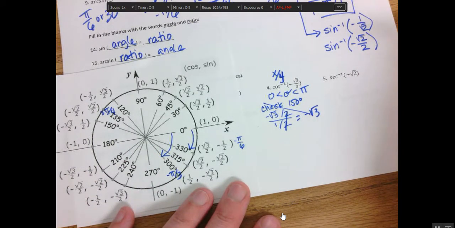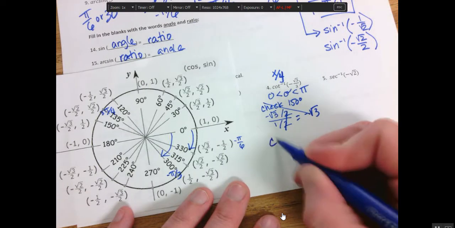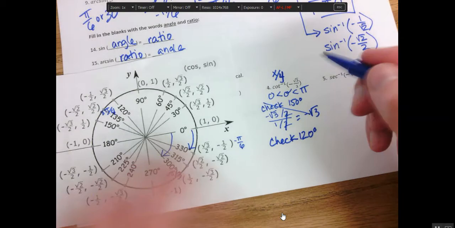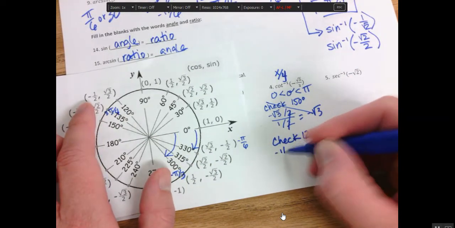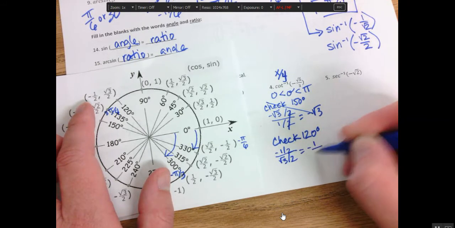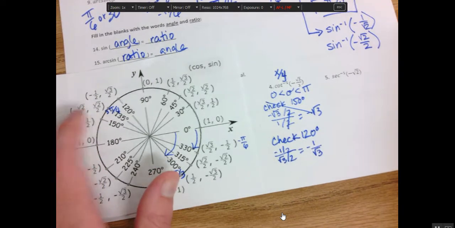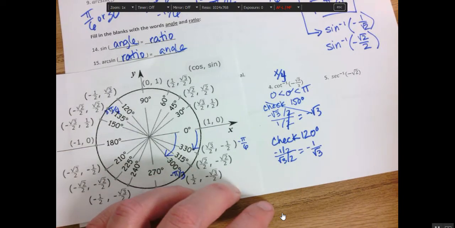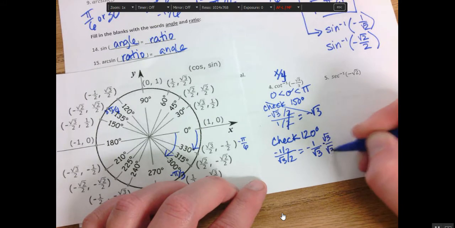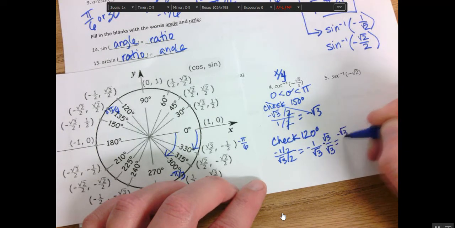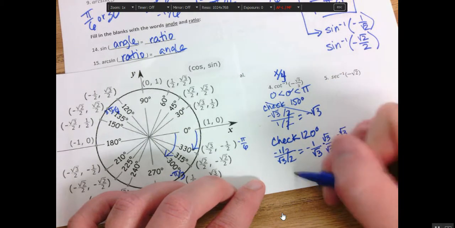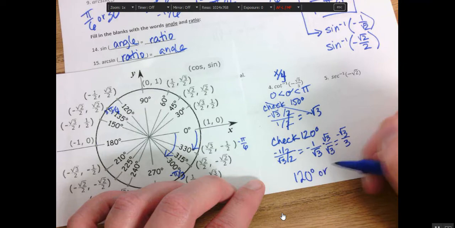What should we check now? 120. Check 120. So let's check 120. So x over y. I have negative 1 over root 3. Now what do I do? Does it look the same? Good. If I rationalize it, will I get the same thing? Negative root 3 over 3. So that means the answer to our inverse cotangent is 120 degrees, or 2 pi over 3.